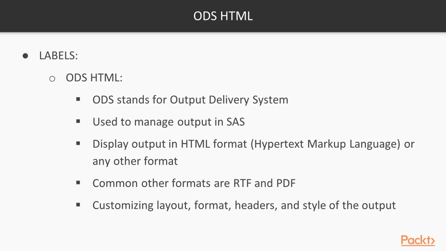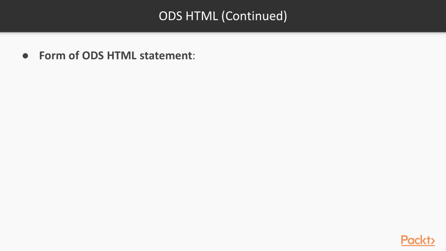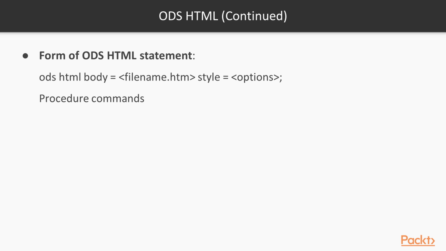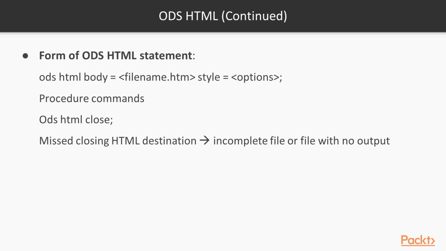More often than not, the options which can be given with ODS HTML involve customizing output, format, headers, and style of output. So the form of the ODS HTML statement is ODS HTML body equal to file name. Then you have your procedure commands, and then you finally ODS HTML close. If you miss closing the HTML destination, then you will get an incomplete file or a file with no output. Let me run a sample code for you so that the concept becomes clear.